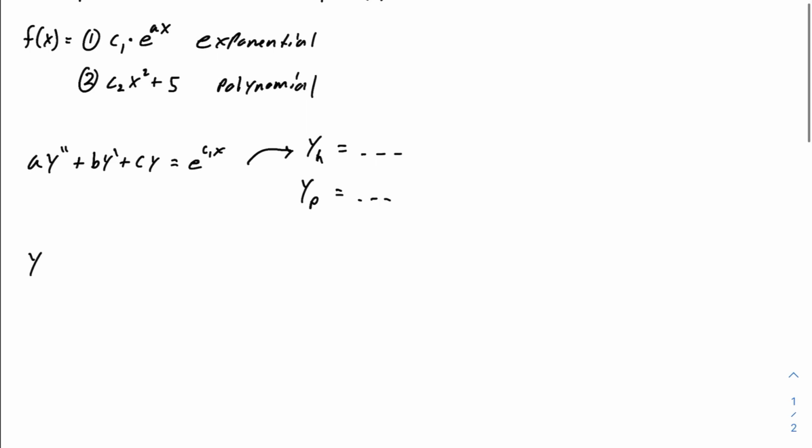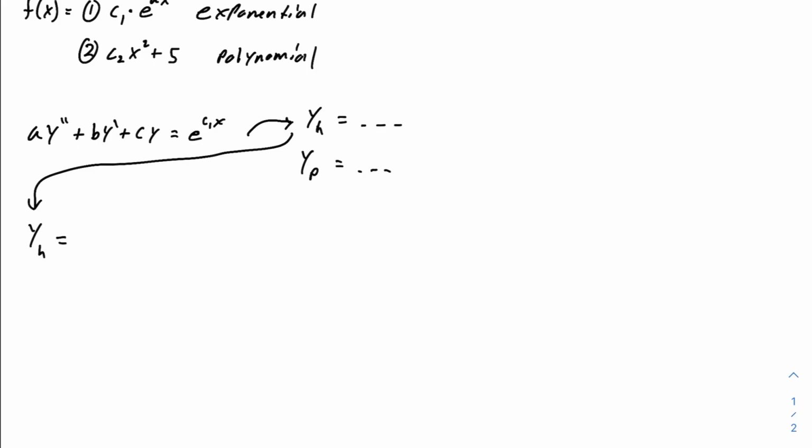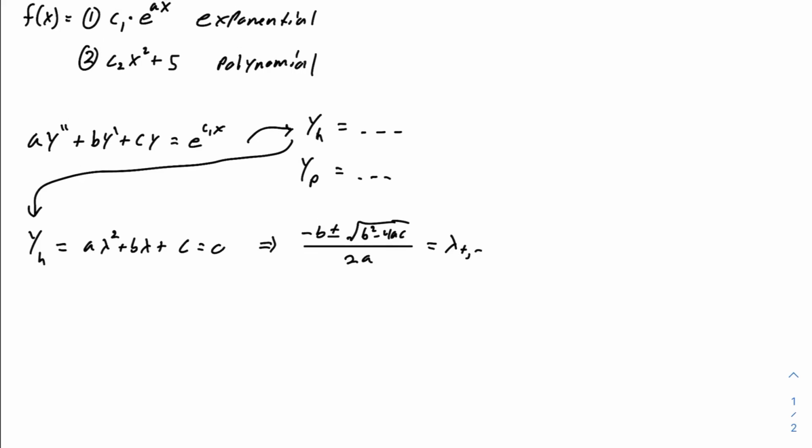So to solve the y homogeneous solution, all we need to do is come up with our characteristic equation, which is going to be a lambda squared plus b lambda plus c is equal to 0. Then we can easily solve for lambda right here by using the quadratic equation. So negative b plus or minus square root b squared minus 4ac all over 2 times a equals lambda plus and minus. I'll write it lambda plus and lambda minus.